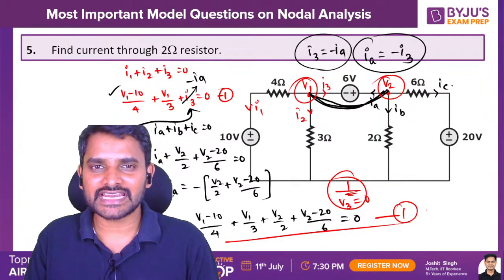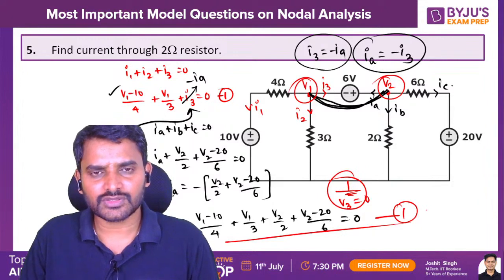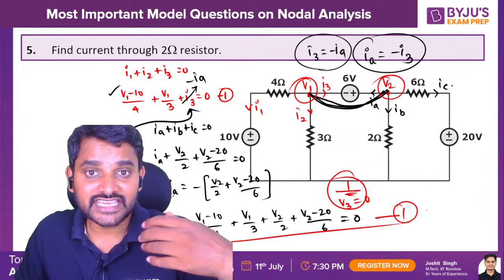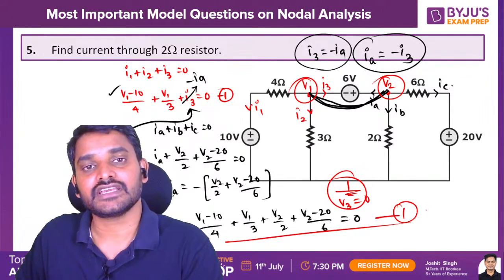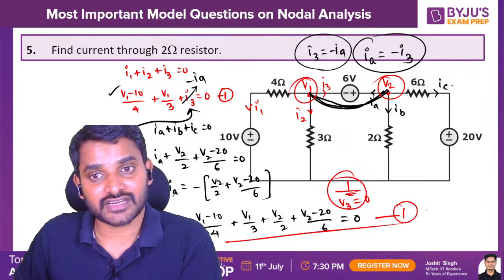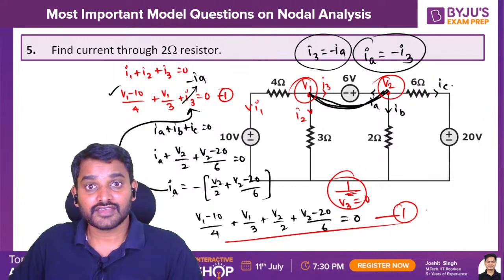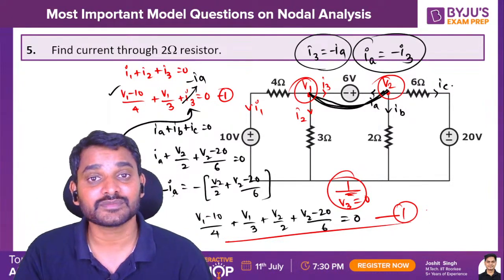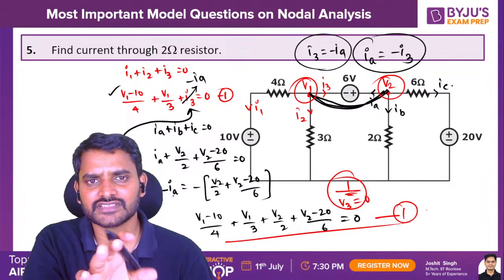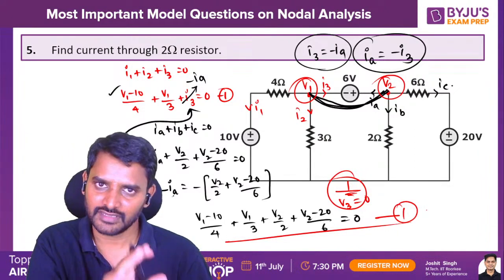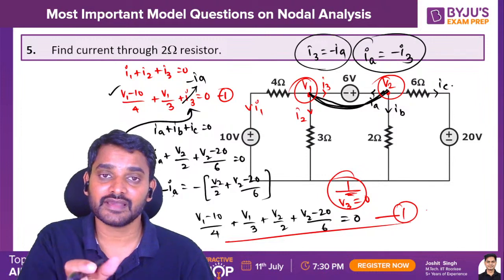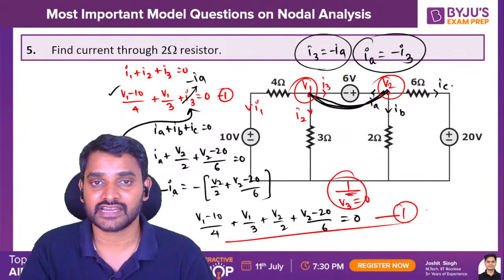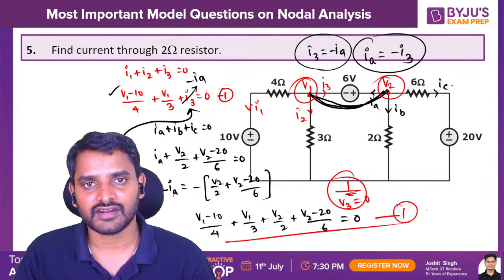If you fail to write KCL in terms of Ohm's law, you can write KVL. If you fail to write KVL in terms of Ohm's law, write KCL. If you fail both the cases, then supernode is up. Then you should implement supernode. That kind of situation will never happen in GATE. It may happen in the engineering service examination. In the conventional paper, you can get that kind of questions, but not in GATE.